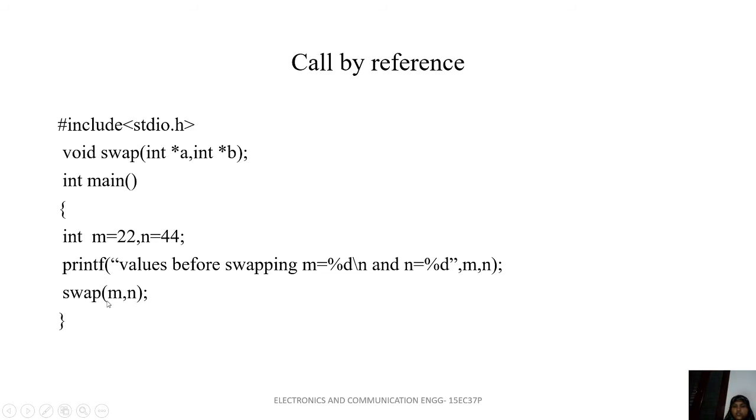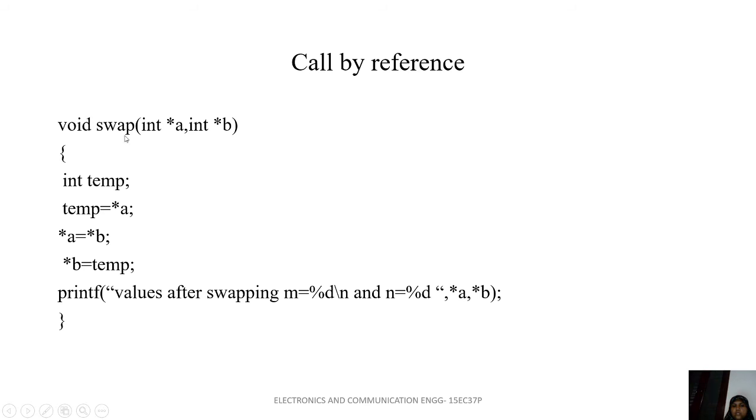What function are you calling? You are calling a function by the name swap. And what are the actual parameters you are passing? m and n. The actual values are 22 and 44. These actual values are passed to a program by the name swap. This program is written in the next part, where the addresses of m and n are stored. So instead of the m and n values, the addresses of m and n are stored in the variables a and b. So here the addresses are exchanged.